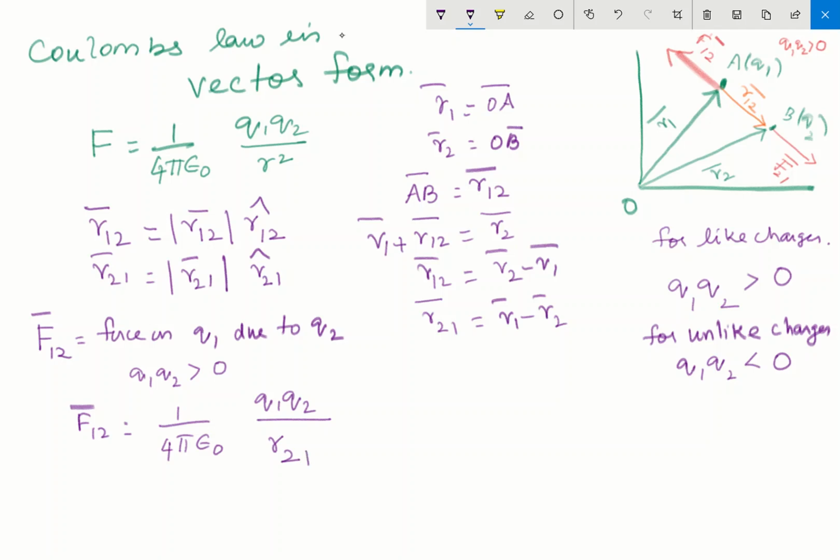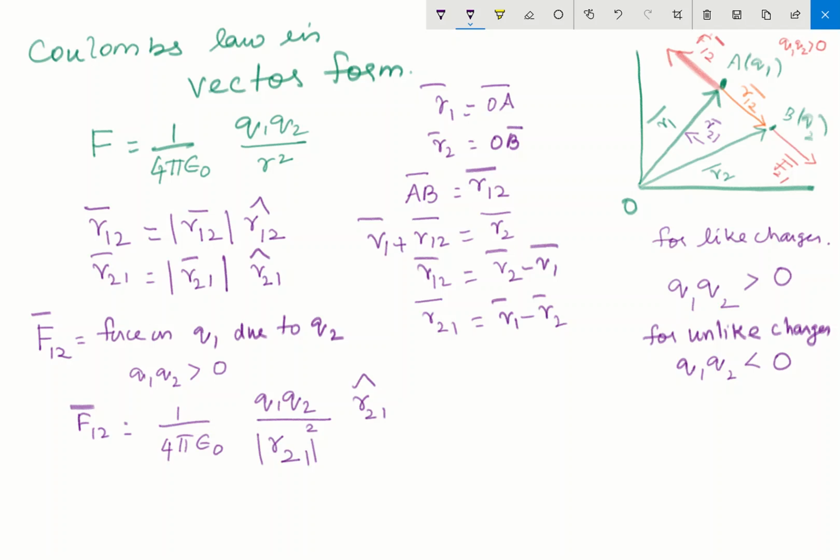Why? Here R21 will be in which direction? In this direction. Correct? Therefore, R21 the whole squared magnitude. Okay, so this gives only the magnitude, but I want the direction also. Therefore, what can I do? Direction is R21 unit vector. R21 unit vector. Are you following?